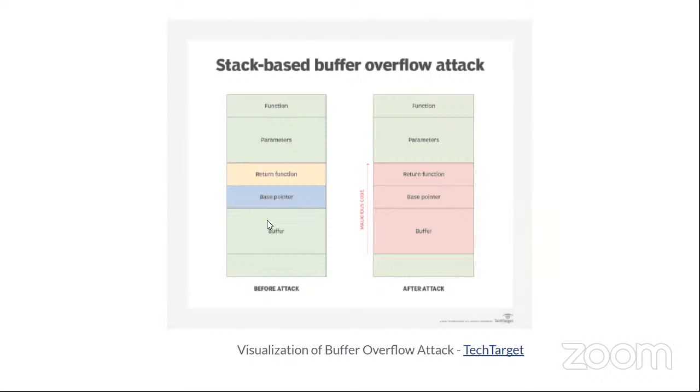Now, if the size of the input is small enough to be stored inside this buffer, then it is nice. But if your input is bigger than the size of the buffer allocated for your input, then it will definitely go into other places. For example, it will overwrite the base pointer, and eventually, if you write far enough, it will overwrite the return function pointer.